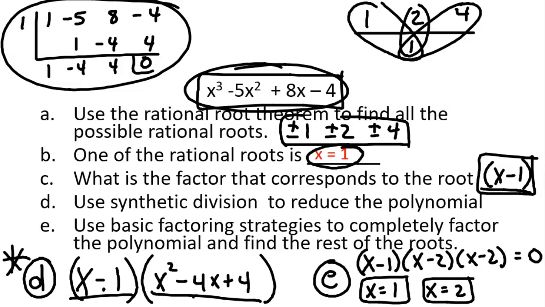Anyway, after that, you can use a traditional factoring method of the box method on this to get x minus 2 times x minus 2. And then setting all 3 of these equal to 0 and solving, you basically just end up with x equals 1 and x equals 2 for the other roots. So basically we just have x equals 1 as a root and x equals 2 as a root, and that's it.